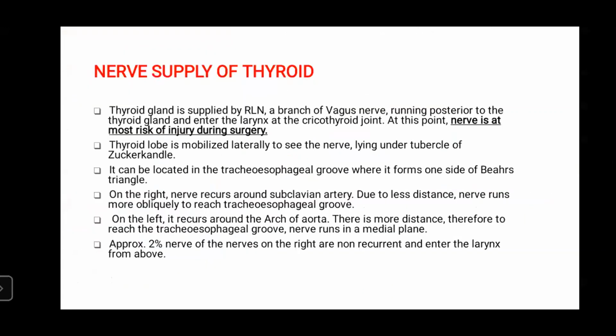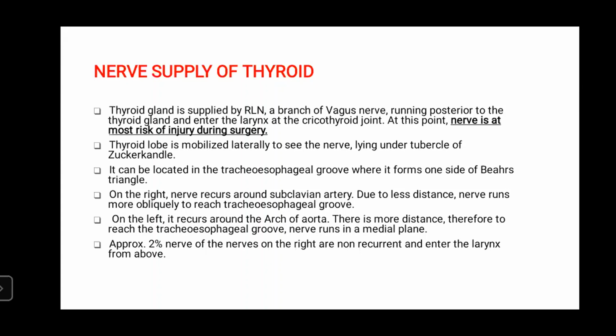Nerve supply of thyroid. Thyroid is supplied by the recurrent laryngeal nerve, which is a branch of the vagus nerve, which runs posterior to the thyroid gland and enters the larynx at the cricothyroid joint. This is the point where it is at maximum risk of injury during surgery. To see this nerve, the thyroid is mobilized laterally, where we can see it lying under the tubercle of Zuckerkandl.